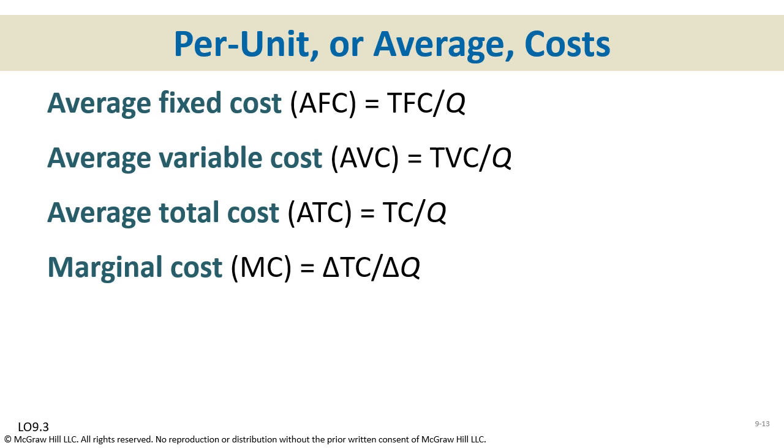And average fixed cost is total fixed cost over quantity. Average variable cost is total variable cost over quantity. Average total cost is total cost over quantity. And marginal cost is the change in total cost over the change in quantity.